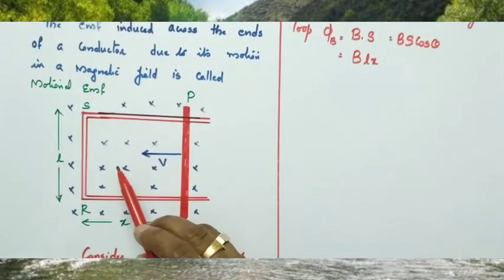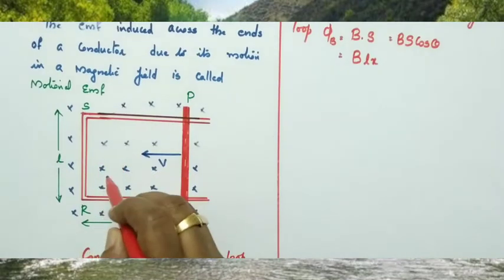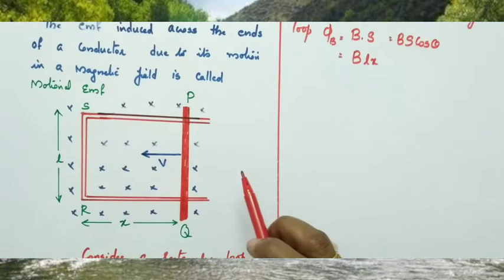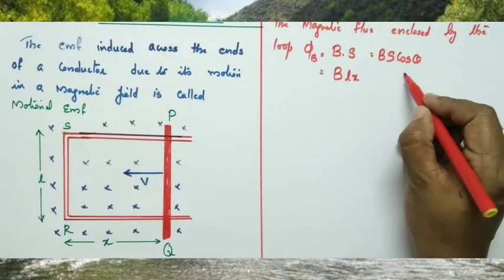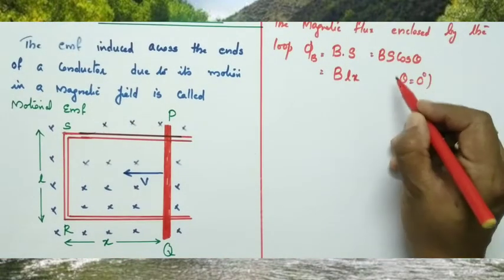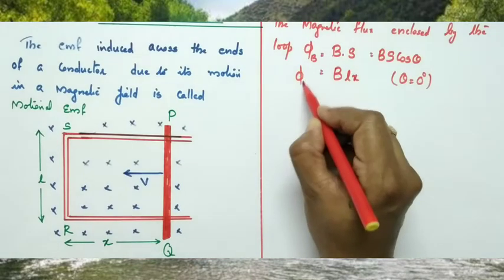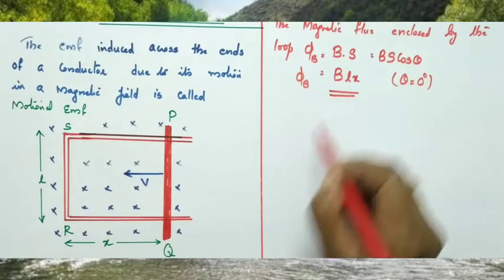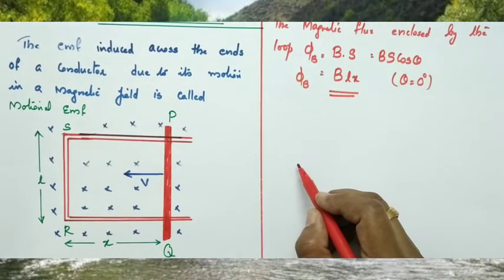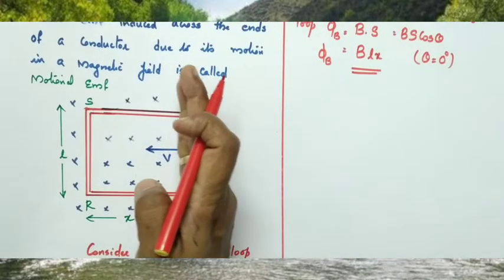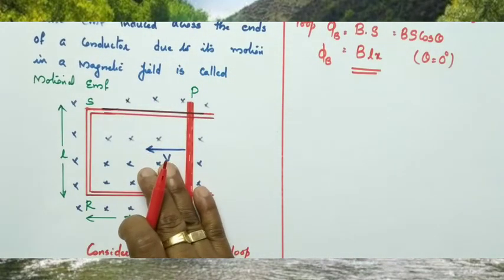What is theta? Theta is the angle between magnetic field and area vector. Magnetic field is into the plane of the paper and area vector is also in the same direction and hence theta is equal to 0. So magnetic flux enclosed by the loop can be written as phi B equal to B L x. So when the side PQ is moving with velocity v, magnetic flux varies and hence EMF is induced.